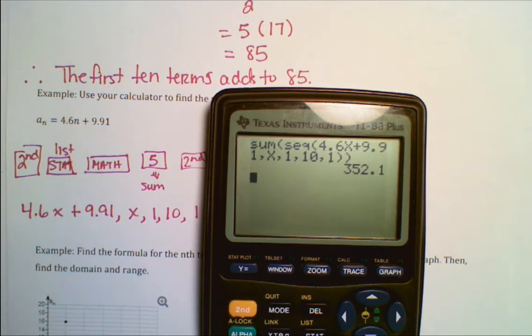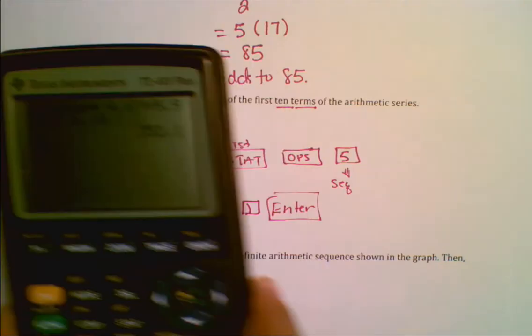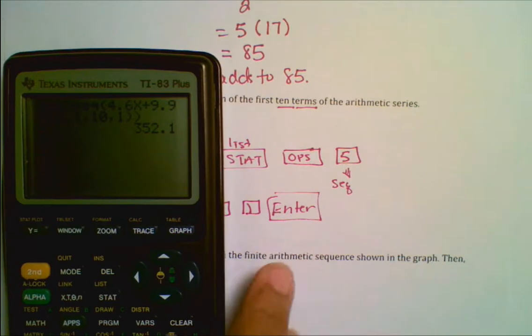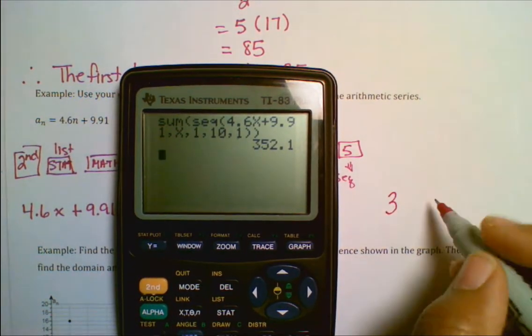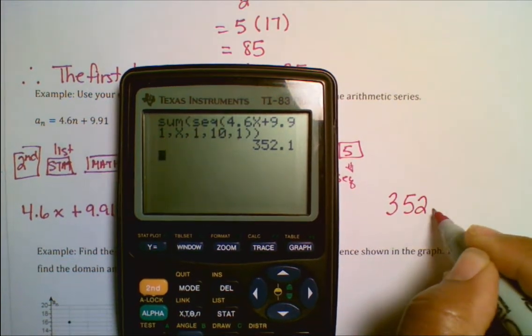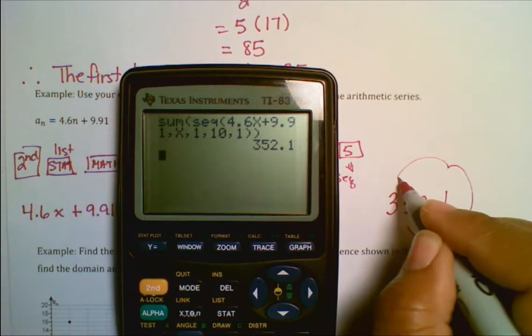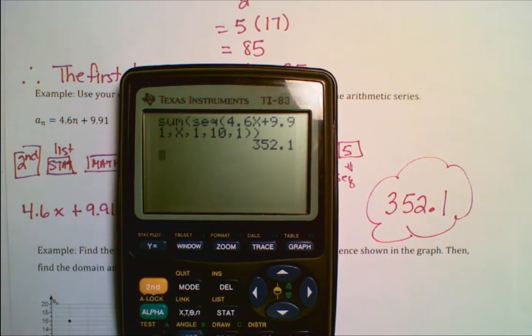So the sum of the first 10 terms is 352.1. That would be the sum. Okay, so that's how we would use the graphing calculator for this example.